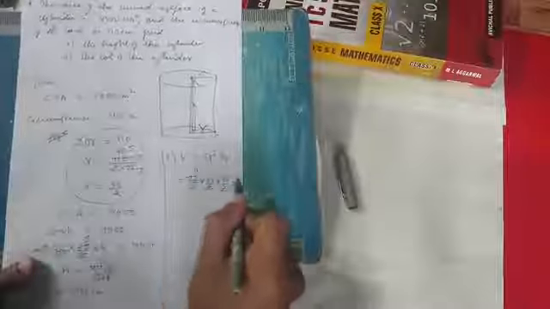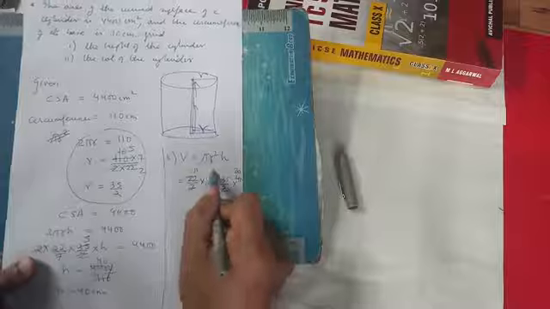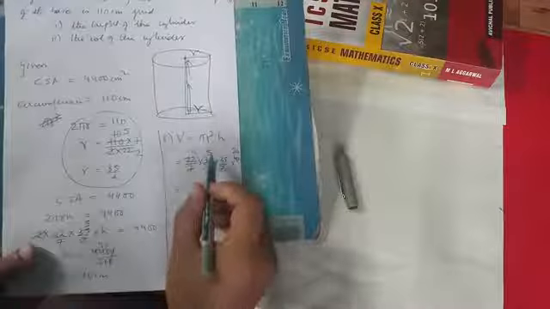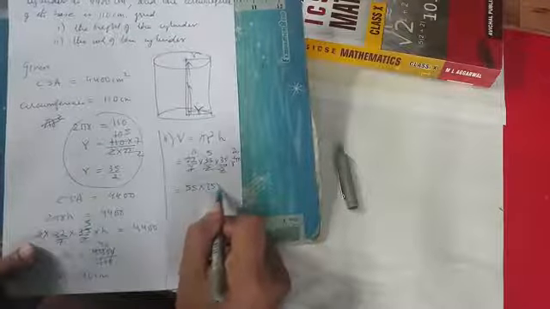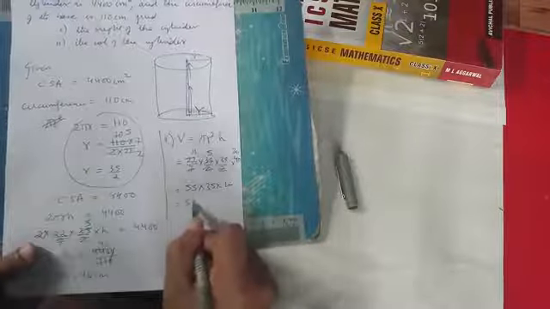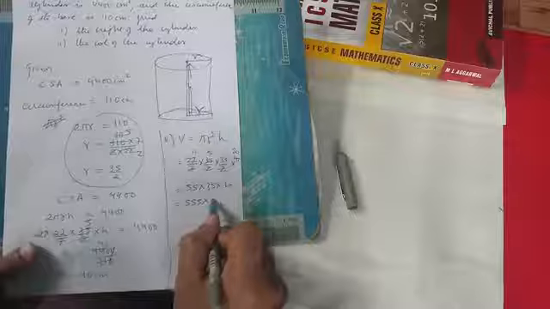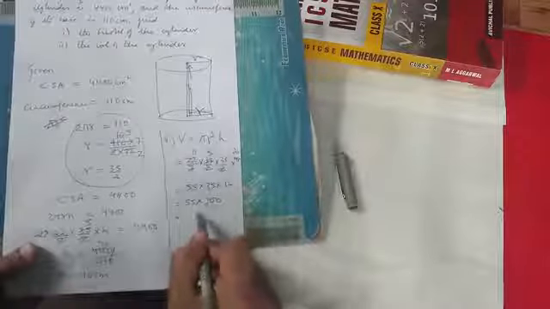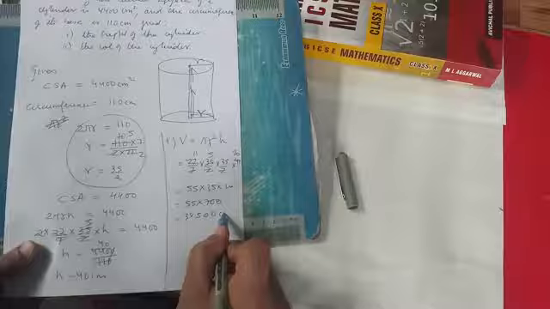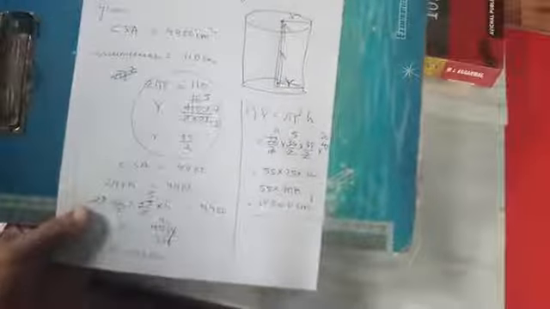2 11s are 22, 2 20s are 40, 2 5s are 10, 35. 11 5s are 55 into 35 into 20. 55 into 700. Okay. 7 5s are 35, carry over 3, 7 5s are 35, 36, 37, 38. So the volume of the cylinder is something like this, 38,500 centimeter cube.